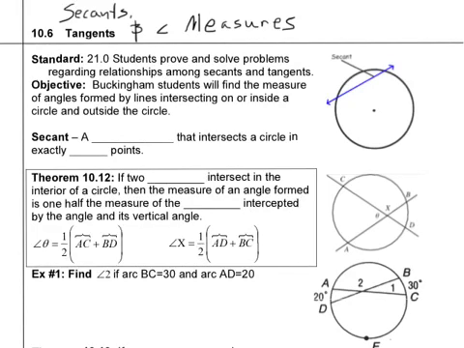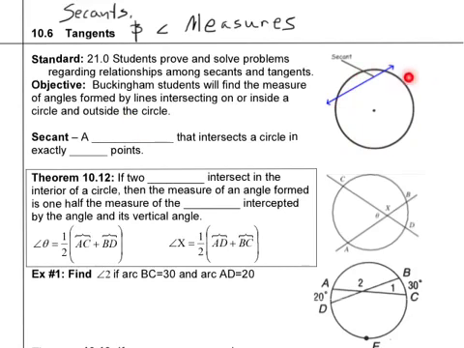Alright, 10.6. It was titled Tangents in your notes, but that was just a slight typo. It's actually secants, tangents, and angle measures. We're going to cover that all in this video. 10.6. In the objective, Buckingham students will find the measure of angles formed by lines intersecting on or inside a circle and outside the circle.